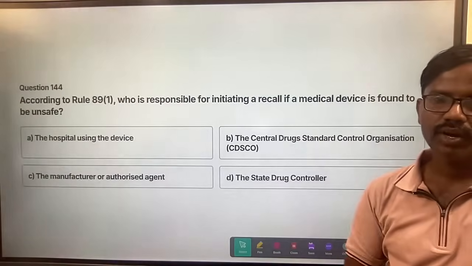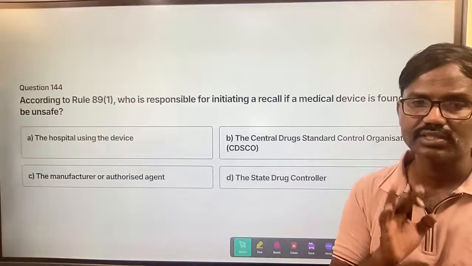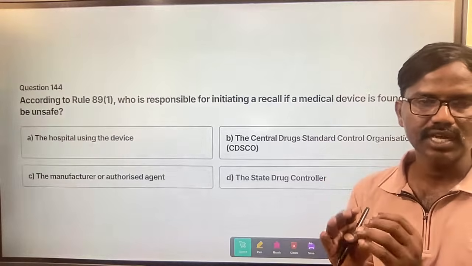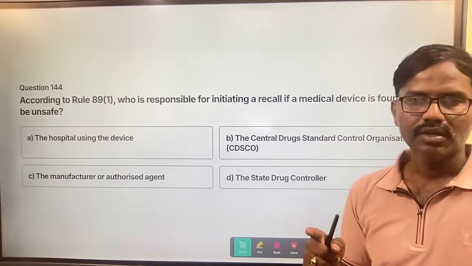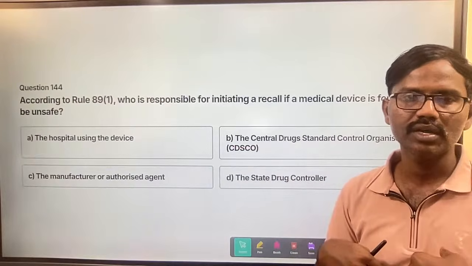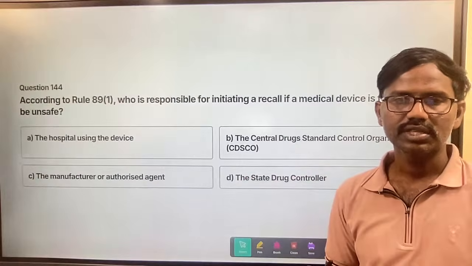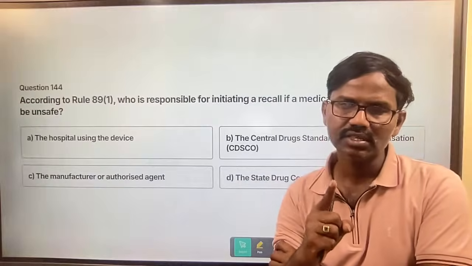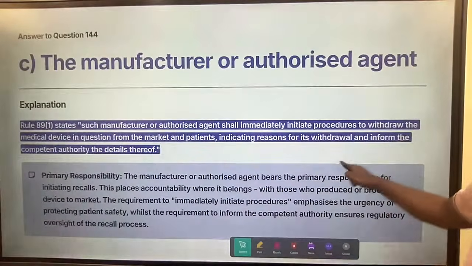Recall of the medical device should always start with the manufacturer itself, not CDSCO, not the drug inspector, not the hospital. If the hospital identifies some mistake with the device, they should immediately inform the concerned authority and the manufacturer. If the drug inspector knows about a problem with the medical device, they should give the information to the manufacturer, who should initiate the recall. Recall is always by the manufacturer or authorized agent. Yes, that is rule number 89.